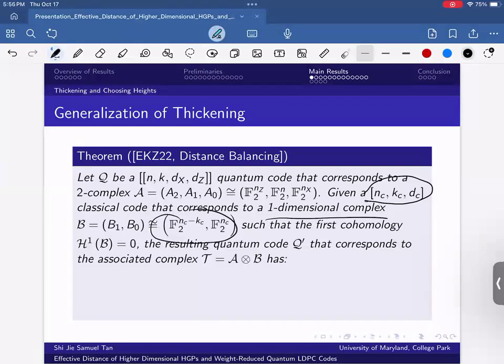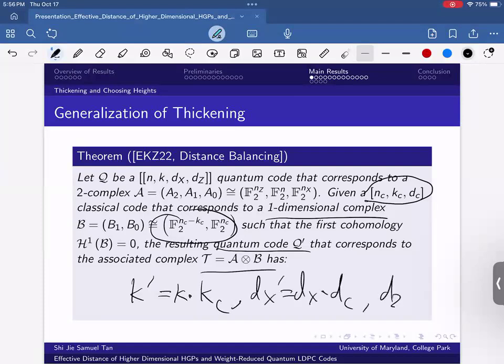And then as long as the check matrix of that classical code has no redundant rows, the resulting quantum code that's constructed from the tensor product of the complexes now, instead of retaining the number of logical qubits, has K times KC. And then dx prime now becomes dx times dc, and dz prime equals dz.